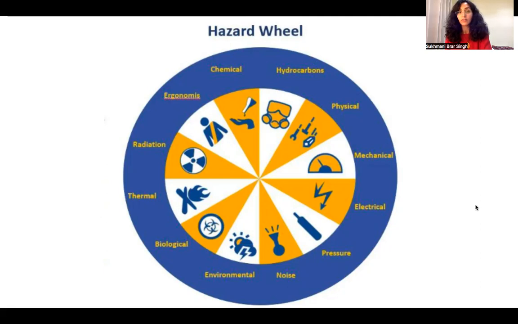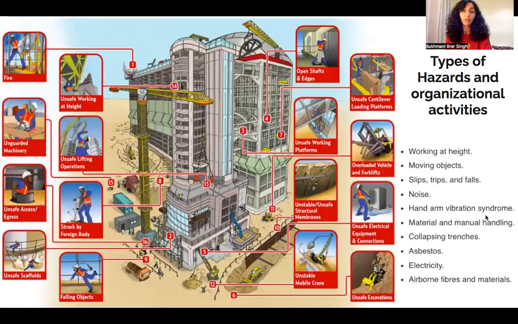But despite knowing all these hazards, there are also site-specific hazards that you need to be aware of. For example, if there is a construction, specifically a building construction project, you would have very specific hazards like unstable or unsafe structural membranes, unsafe work platforms, working at heights, unsafe scaffolds, falling objects, unsafe excavation. And of course, these are the top 10 hazards that occur in construction settings. So maybe asbestos could be a concern.